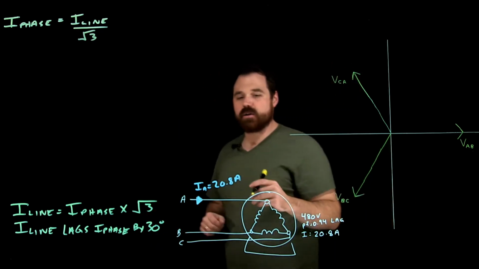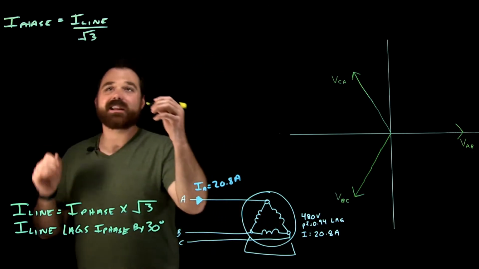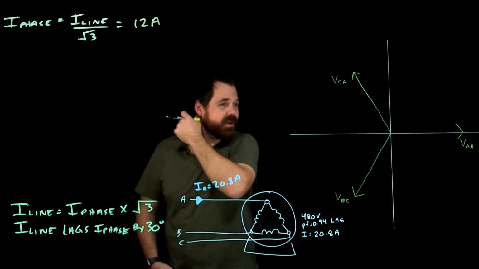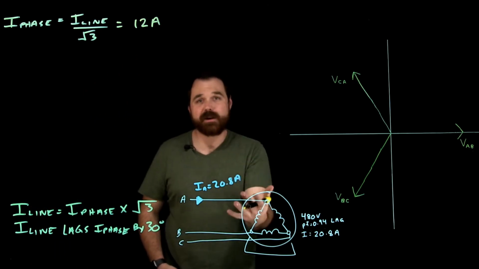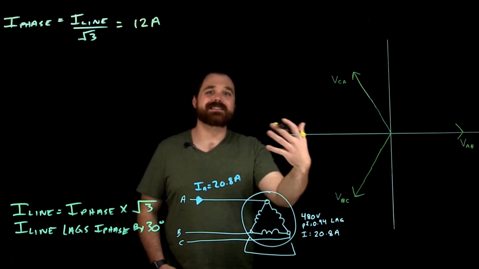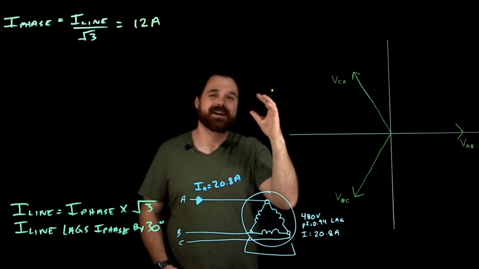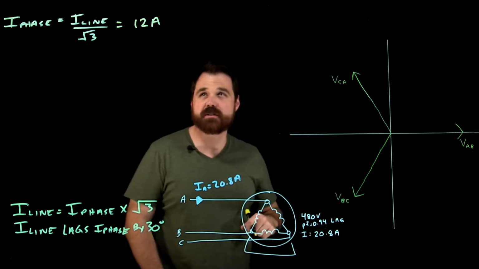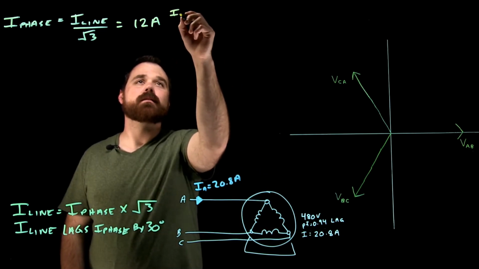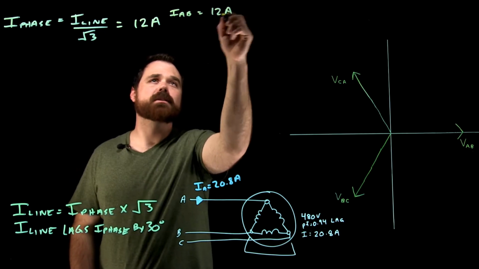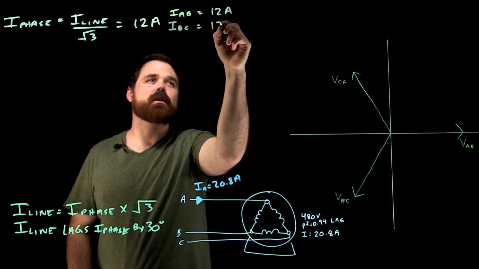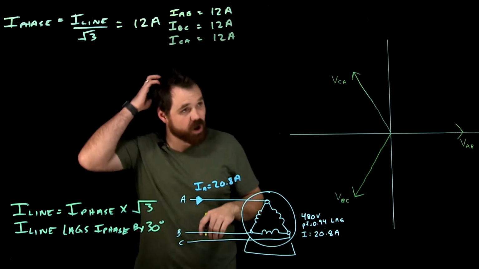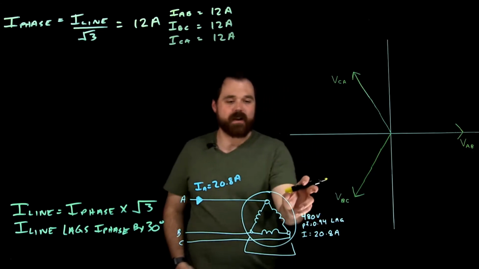So when I do that math, I go 20.8 amps divided by root 3. In each of my phases, I am going to see 12 amps. Okay, that's my phase current in each phase. So IAB equals 12 amps, IBC equals 12 amps, and ICA equals 12 amps. Awesome.